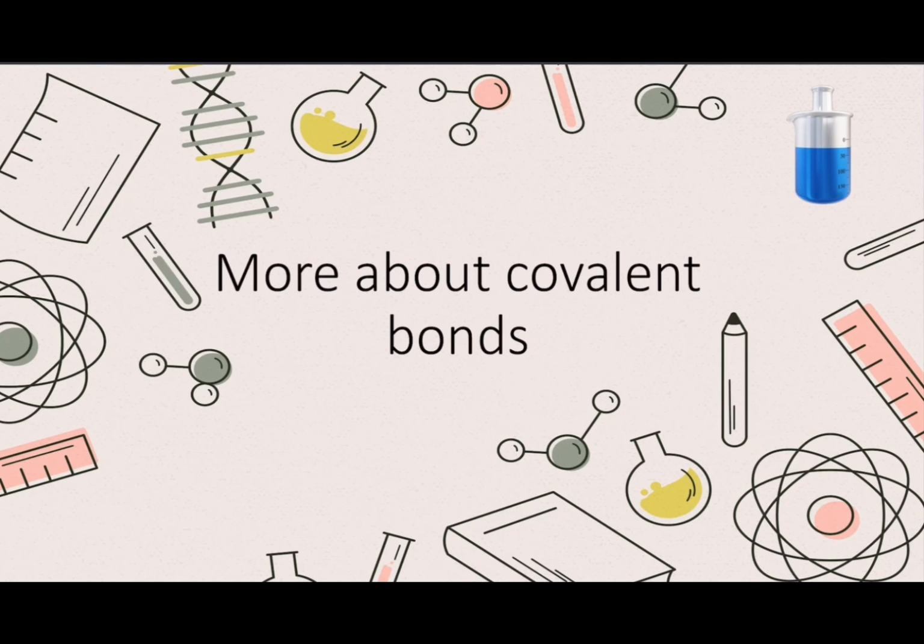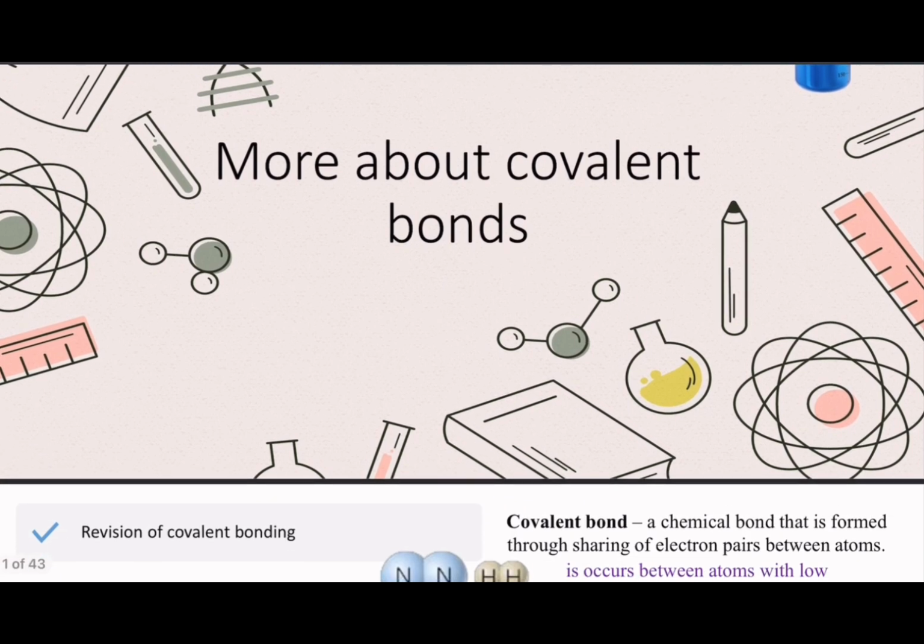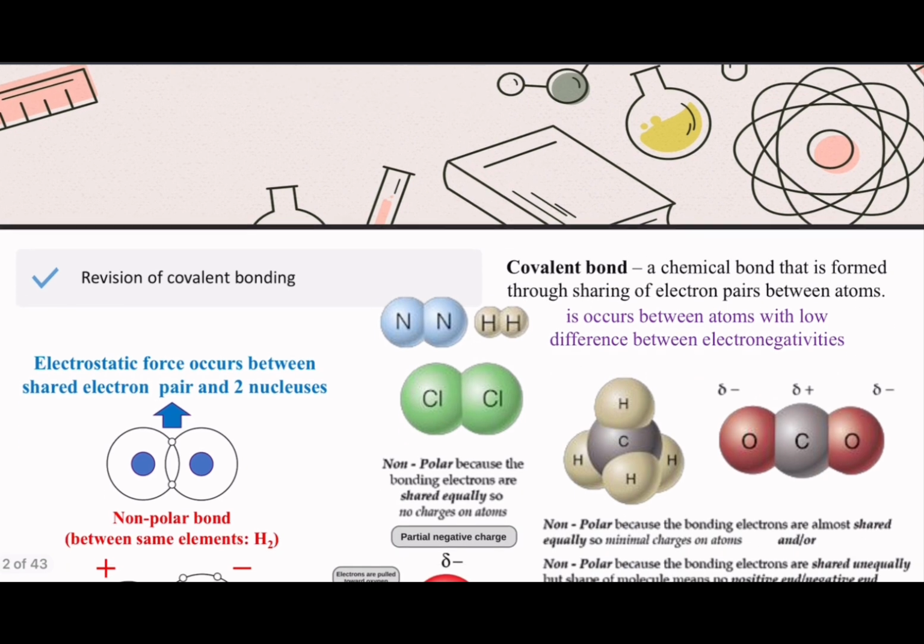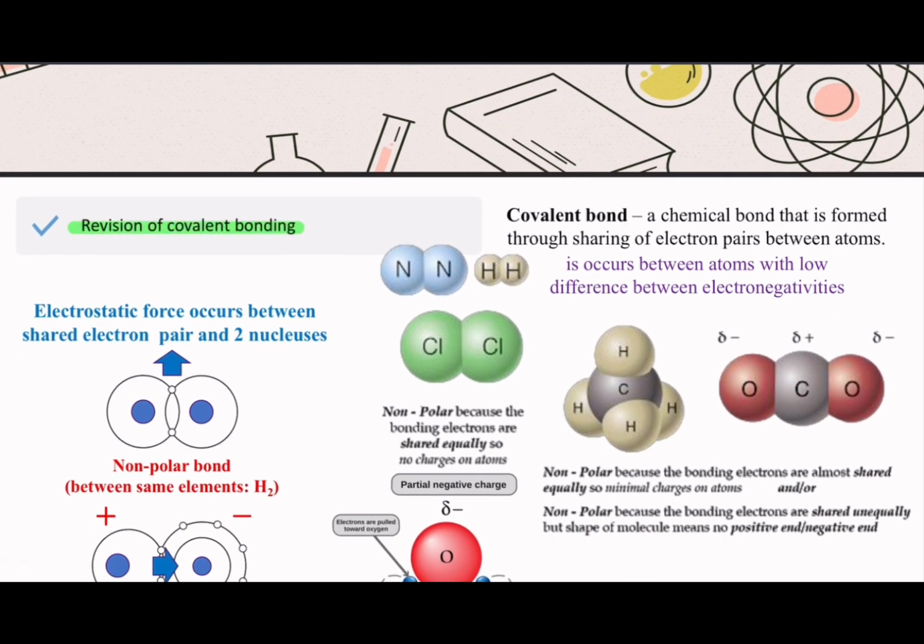In this series, we're going to talk about covalent bonds, then continue with intermolecular forces and finish off with metallic bonding. So this is the second part of covalent bonds. Here we start with a revision of covalent bonding.